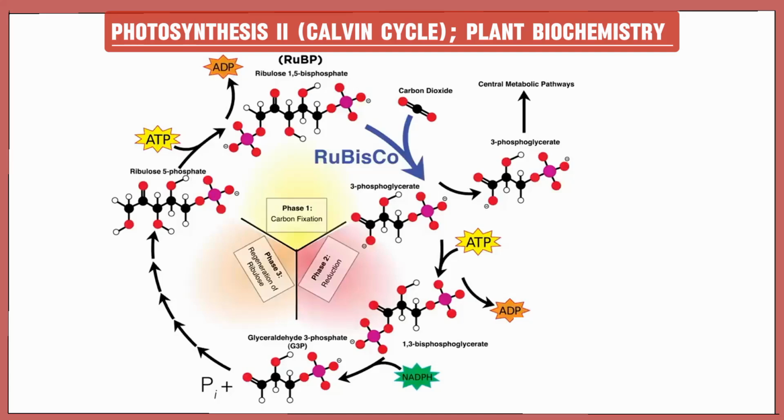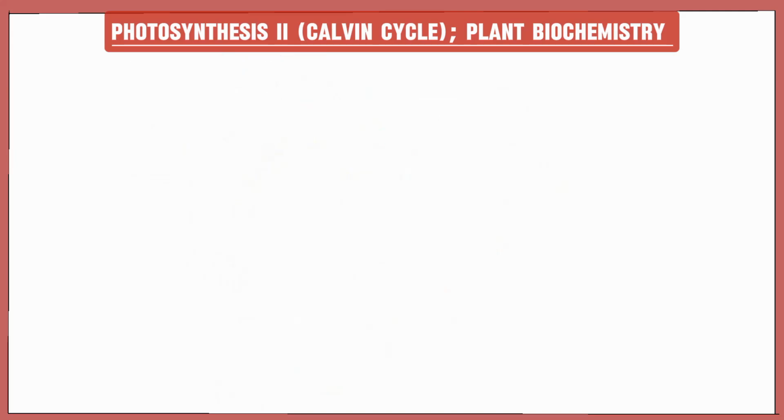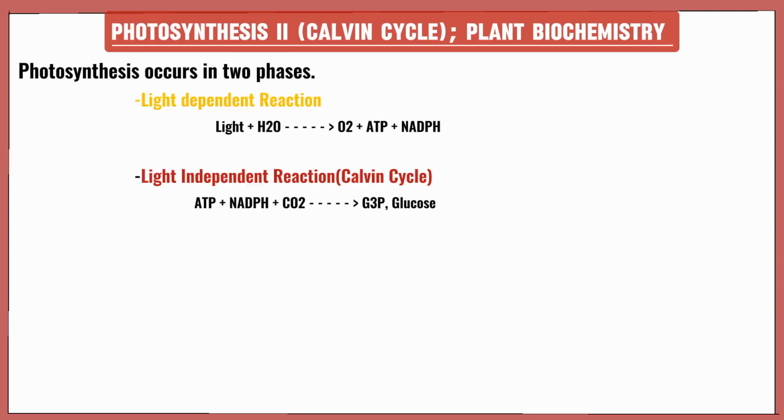Now, it should be noted that 1 G3P requires 9 ATP and 6 NADPH. Now, to summarize photosynthesis, it occurs in 2 phases. 1 is the light-dependent reaction and 2 is the light-independent reaction. Now, in the light-dependent reaction, light and water are used to produce oxygen, ATP, and NADPH.